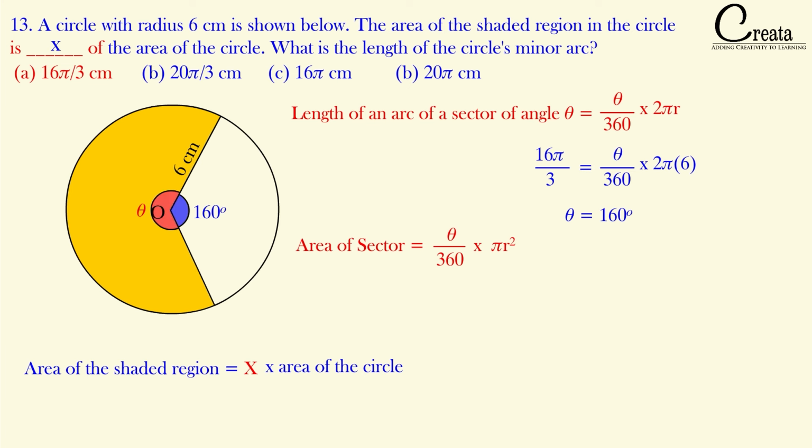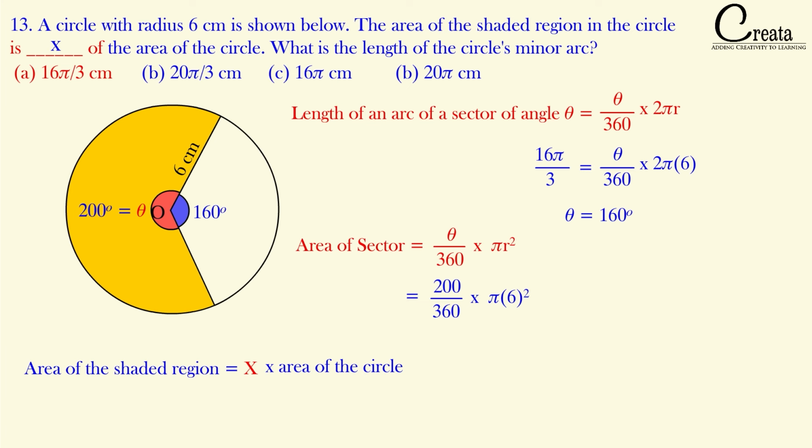The complete revolution angle is 360 degree. So this angle will be equal to 360 minus 160, which is 200 degree. So we got this angle as 200 degree. So the area of the shaded region will be equal to 200 upon 360 into pi r square, and radius is 6 centimeter. Further, this area is equal to x times area of the circle.